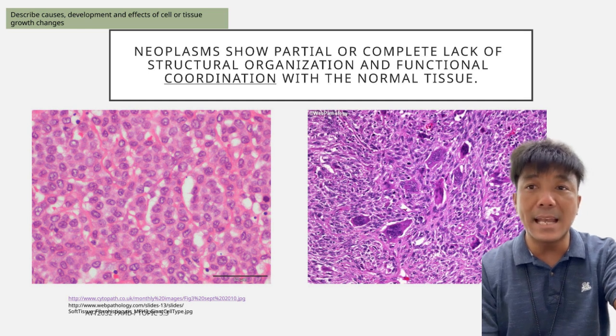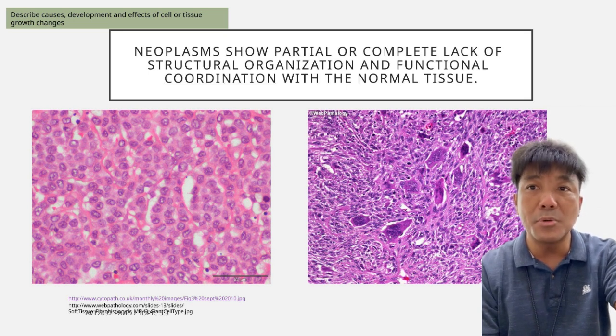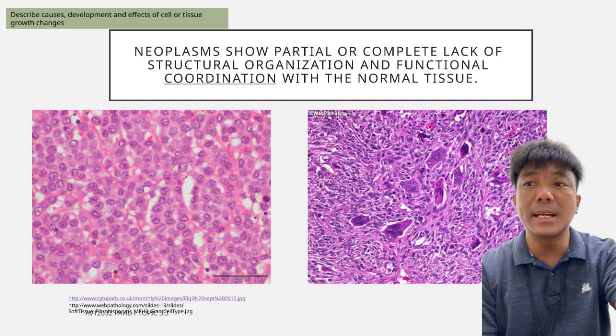Neoplasms exhibit a lack of structural organization and functional coordination with normal tissue. Unlike normal cells, which communicate and grow in a coordinated manner, neoplastic cells grow uncontrollably. This disorganization can lead to ineffective growth, where some tumor cells may become defective and die, contributing to tissue necrosis.